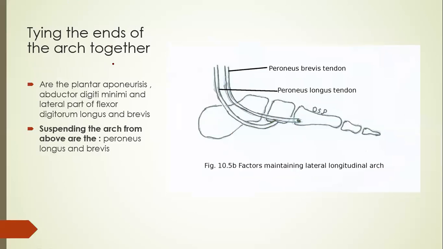What structures tie the arch together? There are the plantar aponeurosis, abductor digiti minimi, and the lateral part of the flexor digitorum longus and brevis. So you can see here the tendons of the peroneus longus and the peroneus brevis. These muscle tendons tie together the lateral longitudinal arch. Suspending the arch from above are the peroneus longus and brevis tendons.